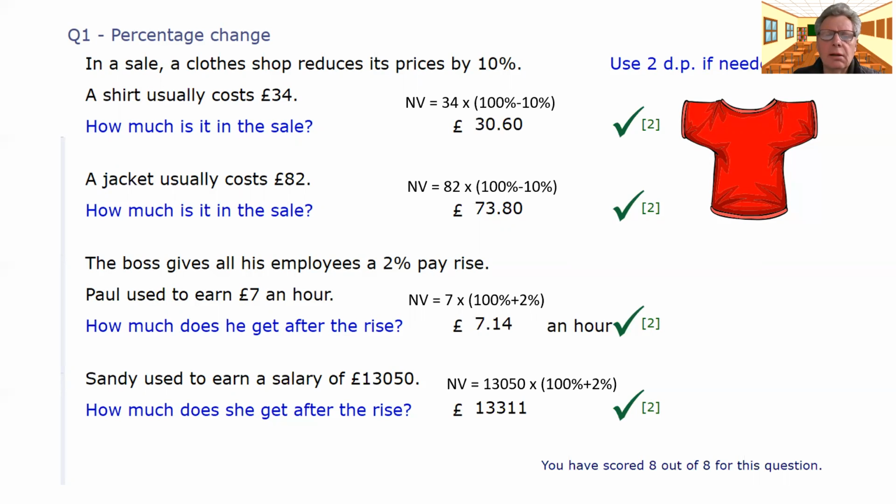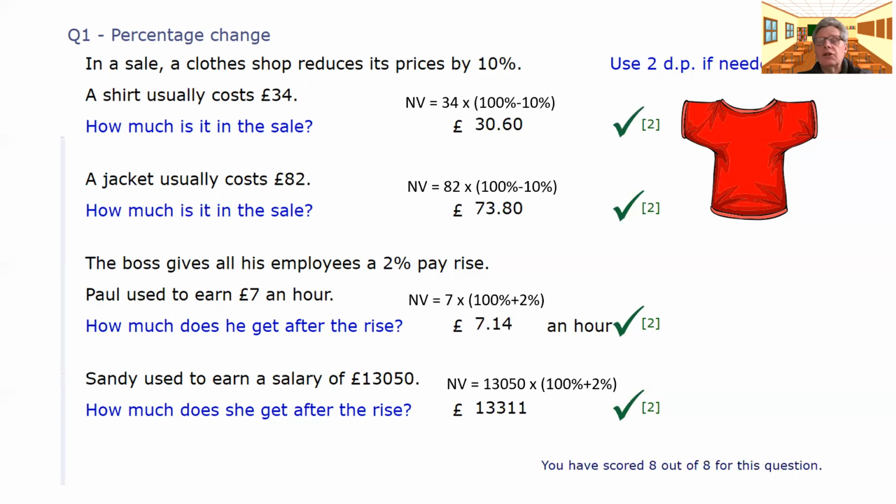And hopefully you did. So for the first one, the PAC is 90%, but I'm quite happy to put in 34 times 100% minus 10%, and that will give us the answer. Next one, we could put in 82 times 100% minus 10%. That will give us the answer. For the increases, it would be 7 times brackets, 100% plus 2%, close brackets. And for the final one, we're going to do 13,050 times open brackets, 100% plus 2% close brackets. And I hope you got those all right.